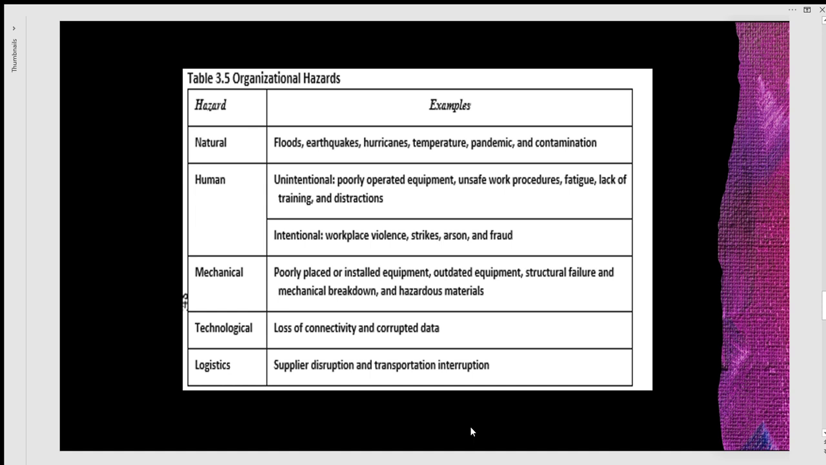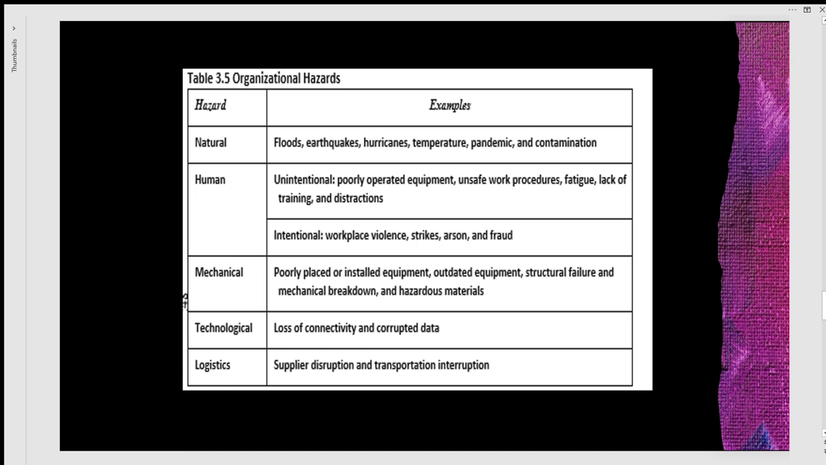Now, let's go to mechanical hazard. So, this is the poorly placed or installed equipment, outdated equipment, structural failure, and mechanical breakdown, and hazardous materials. Technological hazards. This is the loss of connectivity and corrupted data. So, I'm pretty sure na-experience na natin yung loss of connectivity and corrupted data. So, na-experience din yun ng ibang companies or organizations. Logistics. This is supplier disruption and transportation interruption.